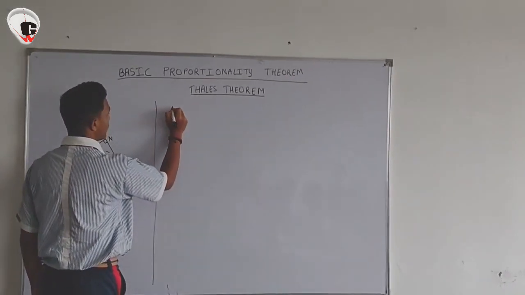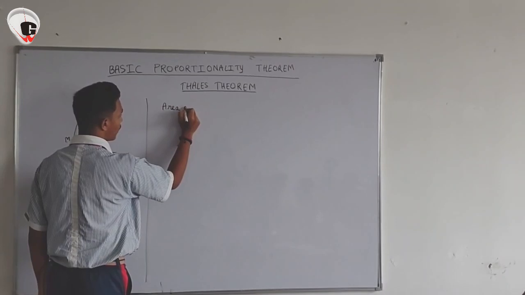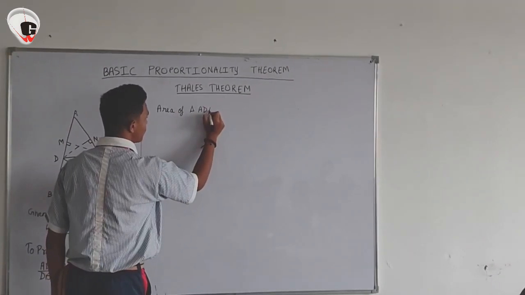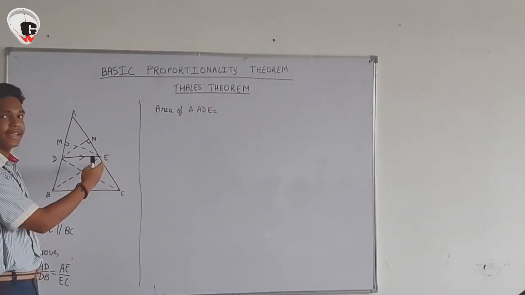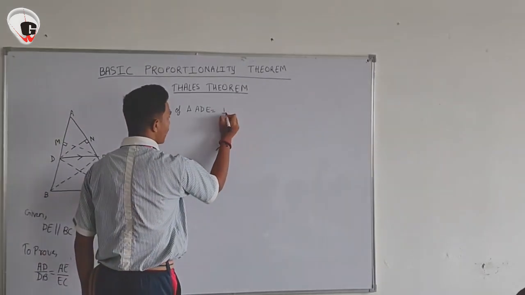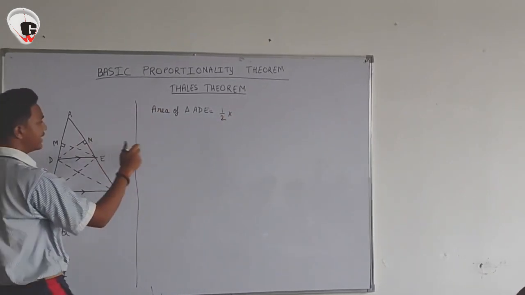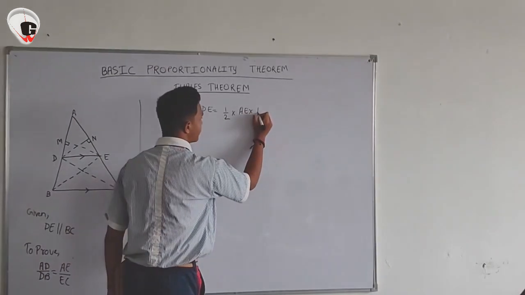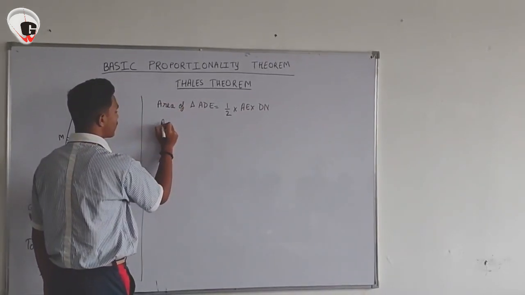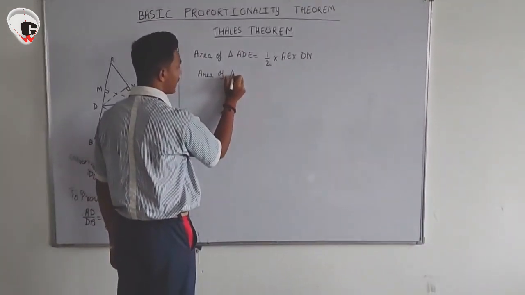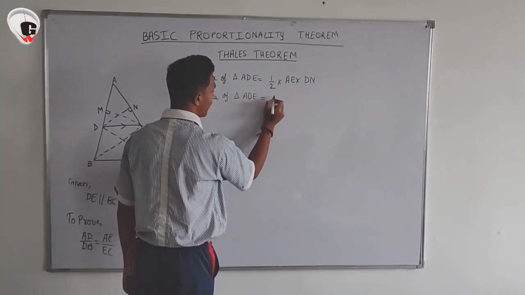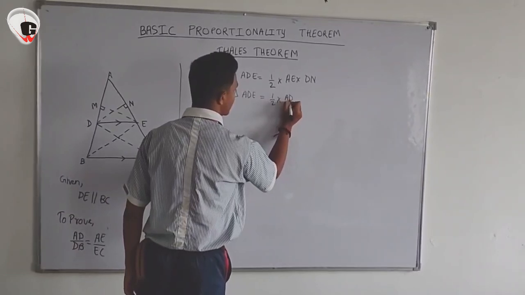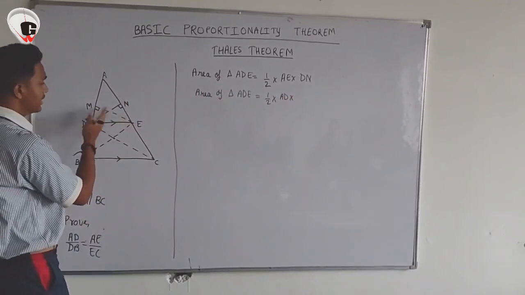First we will write the area of triangle ADE. First let us consider the side AE as the base of this triangle. So half into base, which is AE, and the perpendicular to this side is DN. Another equation for the area of triangle ADE would be half into AD. This time we are considering AD as the base. So the corresponding perpendicular would be EM.